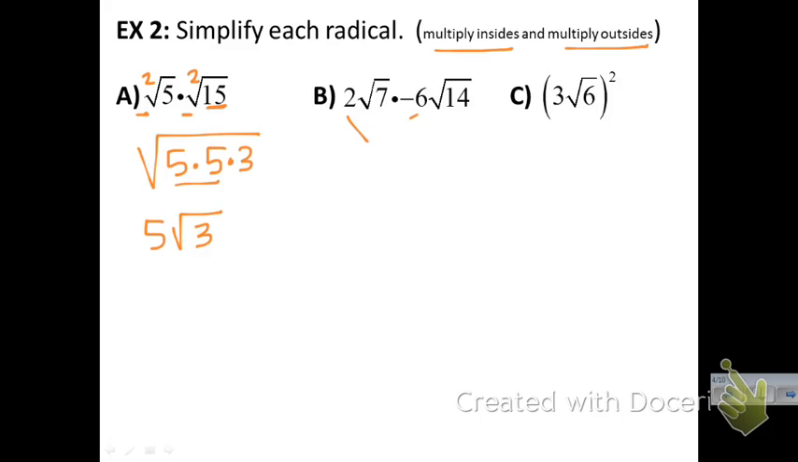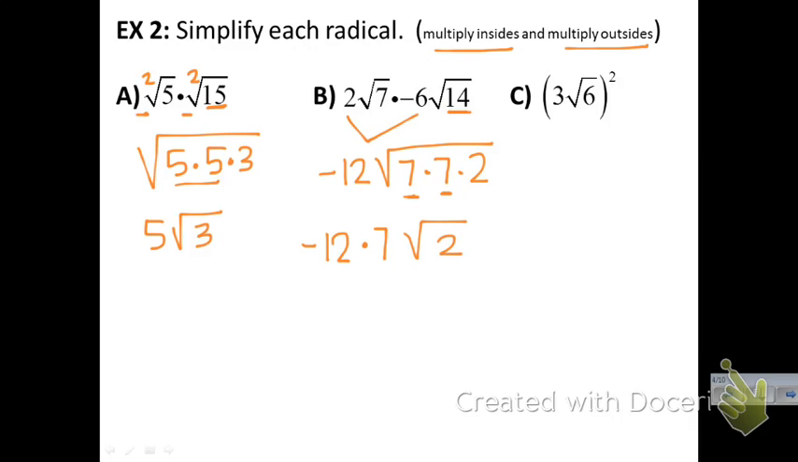On B, we have these two numbers that we're going to multiply that are both outside, so 2 times negative 6 is negative 12. And then inside the radical we have a 7 from the first one, the second one's a 14. We want to break that down to 7 times 2, and we see that we have two 7s, so we're going to bring them out. When we bring it out, we multiply. And then your last step would be to multiply negative 12 and 7.